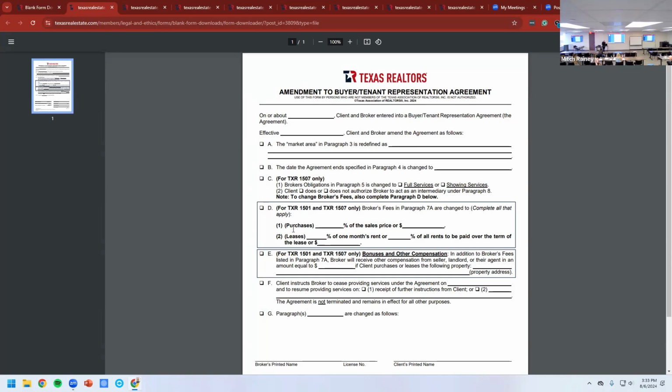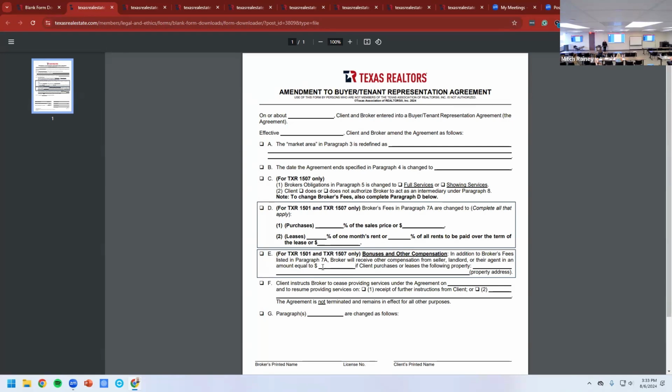This would be when you go out and maybe they're only offered 2.5% and you're not going to ask your buyer to pay that 0.5%. So you could change it on here. Same thing with leases. And then E is for your bonuses. So you find out they're offering $2,000 bonuses. This is where you're going to go back and get the buyer's written permission.